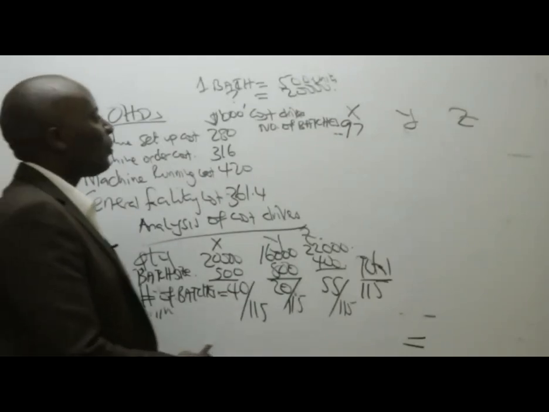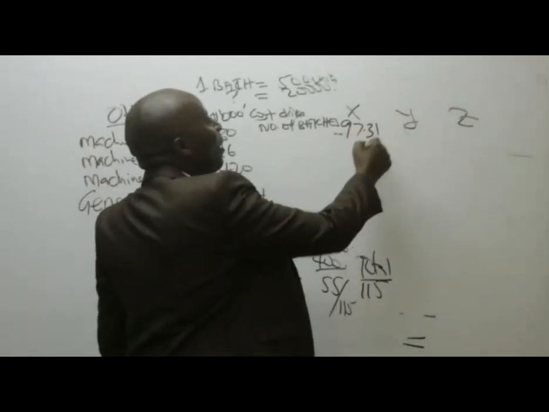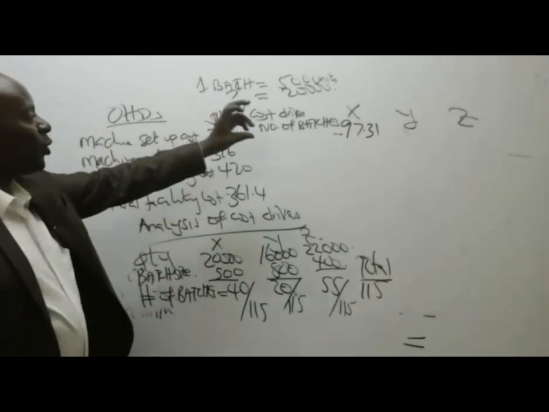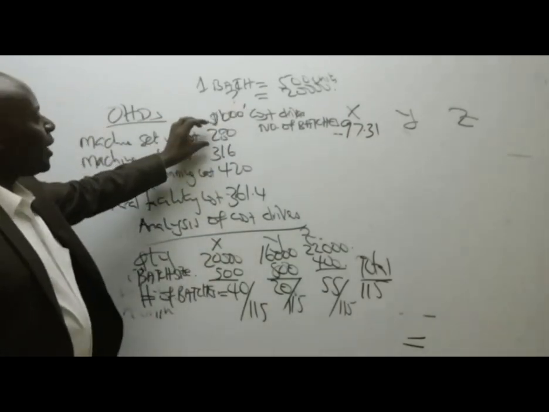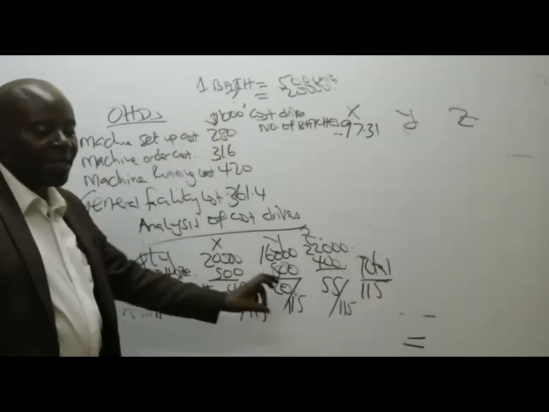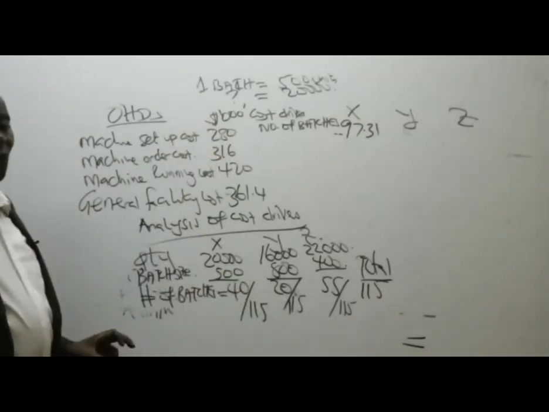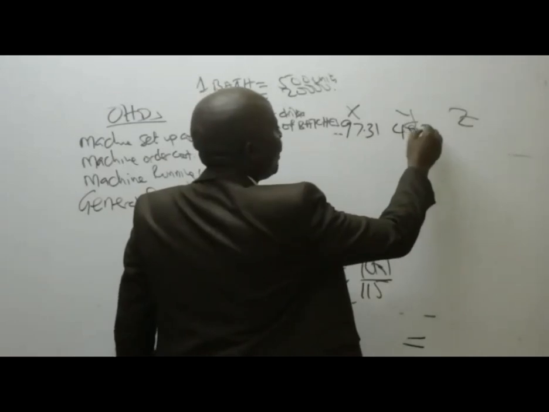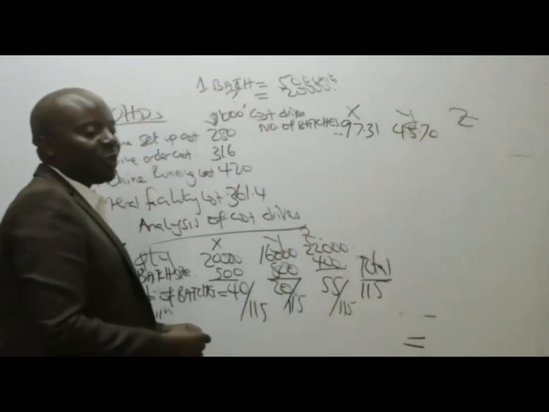97.31. Thank you very much. How about YE? I know the figure to be apportioned is this 280 to the three products. So for YE, I will take 280 times the proportion of YE, which comes to 48.70.